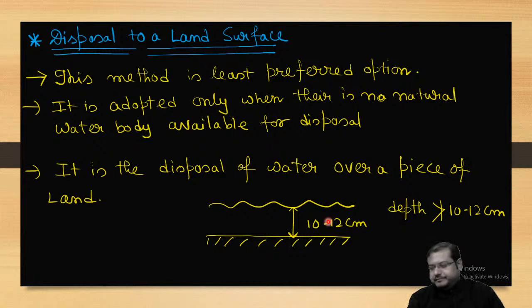The depth of water should not be more than 10 to 12 centimeter. Where do we do this? Suppose you are going to Rajasthan, and you have to dispose the wastewater of Jaisalmer, then how will you do it? Where will you find surface water? For those places where there is scarcity of natural perennial rivers, we will go for disposal to a land surface.